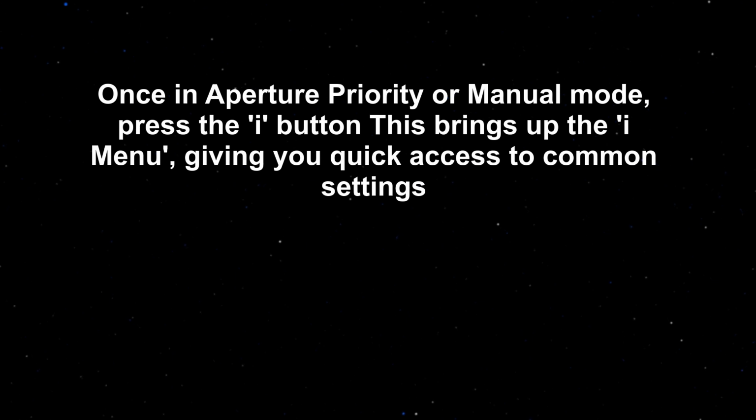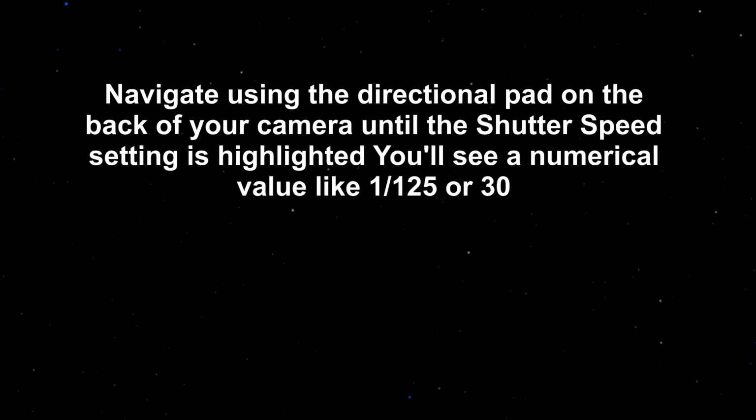Once in aperture priority or manual mode, press the i button. This brings up the i menu, giving you quick access to common settings. Navigate using the directional pad on the back of your camera until the shutter speed setting is highlighted. You'll see a numerical value like 1/125th or 30.